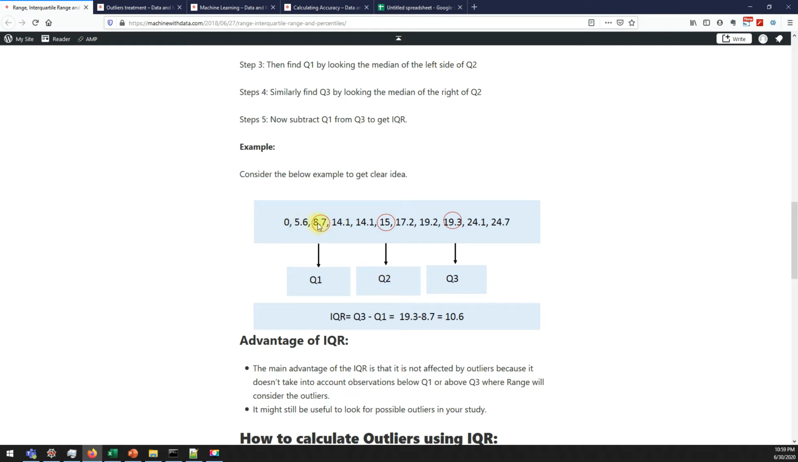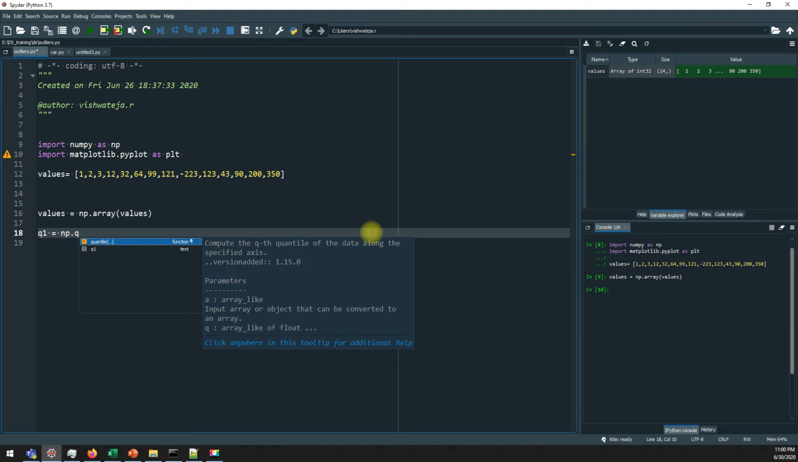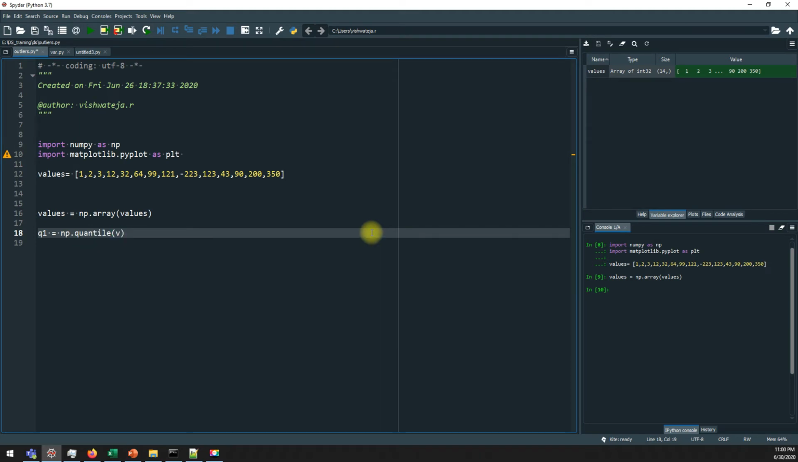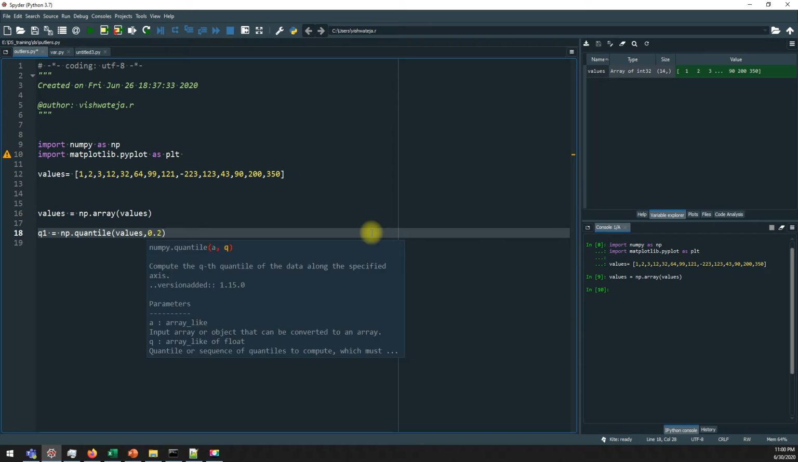And if you see this 8.7, it will be the 25th percentile of your data, and Q3 will be obviously your 75th percentile. This is located at the 75th percentile of your whole data. So we'll first try to find this Q1, Q2 and Q3. Q1 equal to, in NumPy we have a function called quantile. I need to find the quantile for my values, comma, at 25%, which is nothing but 0.25.